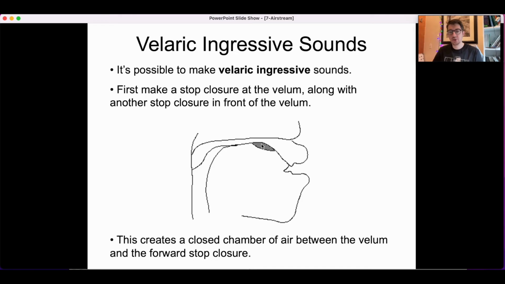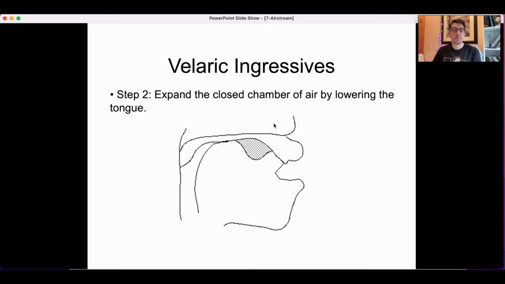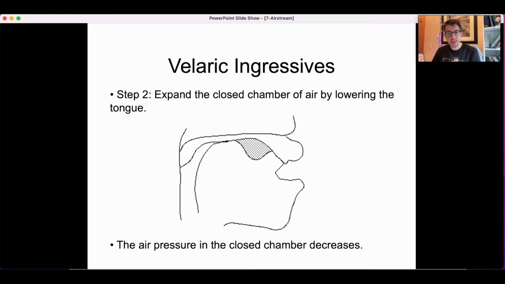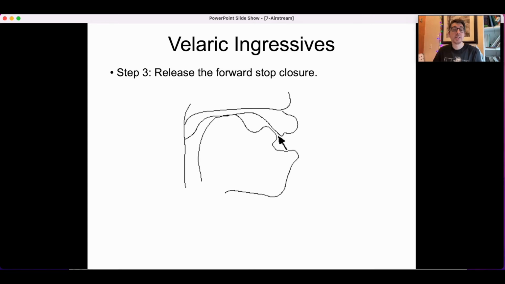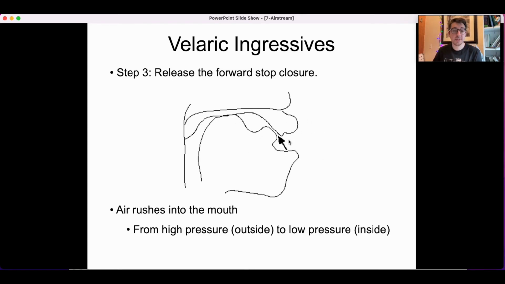So this is a closed chamber of air, right? What happens next is you expand the closed chamber of air by lowering the tongue, and the air pressure in the closed chamber decreases as you expand the chamber. Step number 3 is when you release the forward stop closure, and the air rushes into your mouth from high air pressure to low air pressure. The rush of air creates a loud clicking sound.